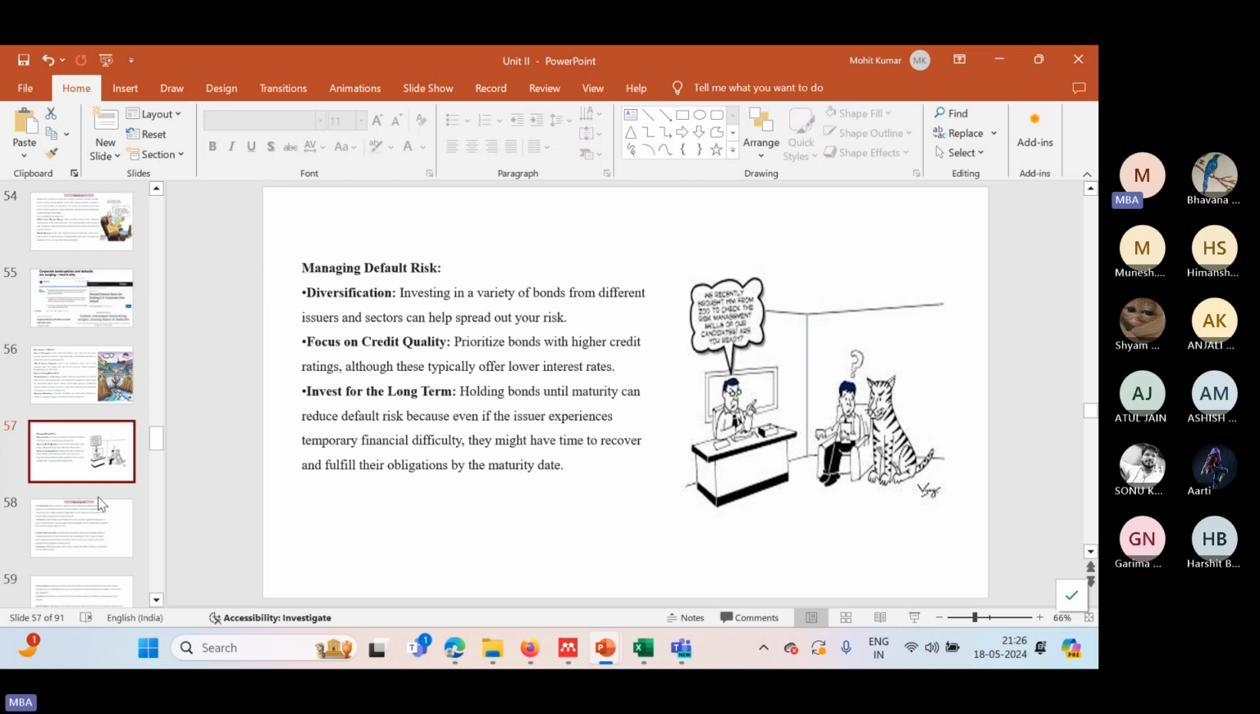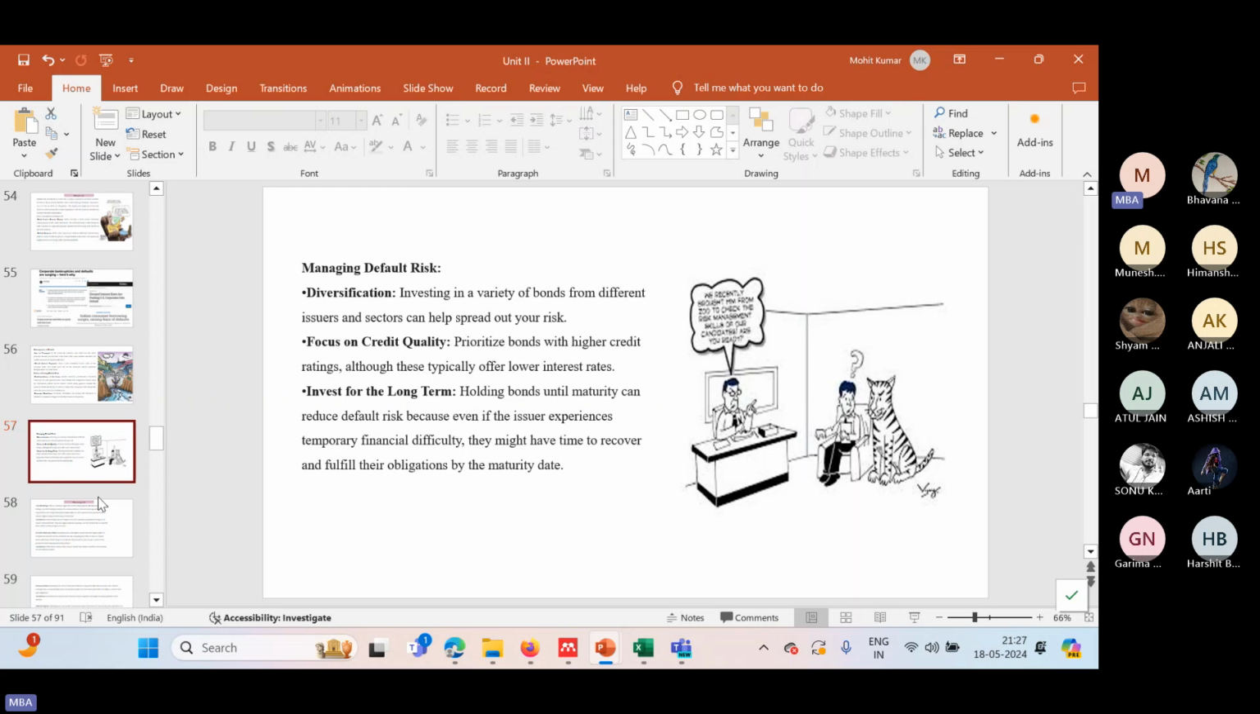They do give certain reasons in favor also: if the issuer experiences temporary financial difficulty, they might have time to recover. But that is on a personal level. At a firm level, if you invest in a company for the long term, that risk is always there. On a personal level, you can say I need more time and I can pay. But if you cannot pay now, I don't know how it is going to affect the long term. So that is a different thing.